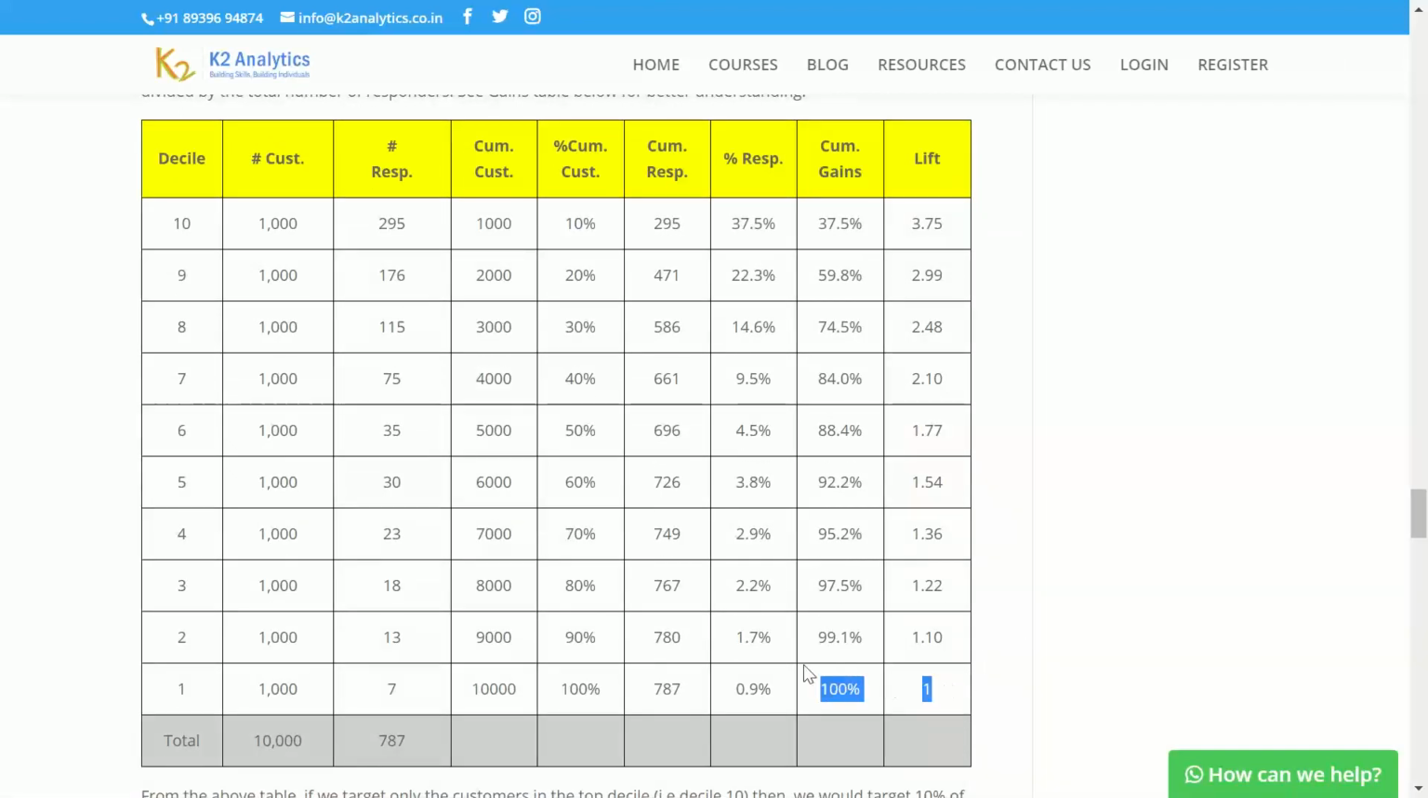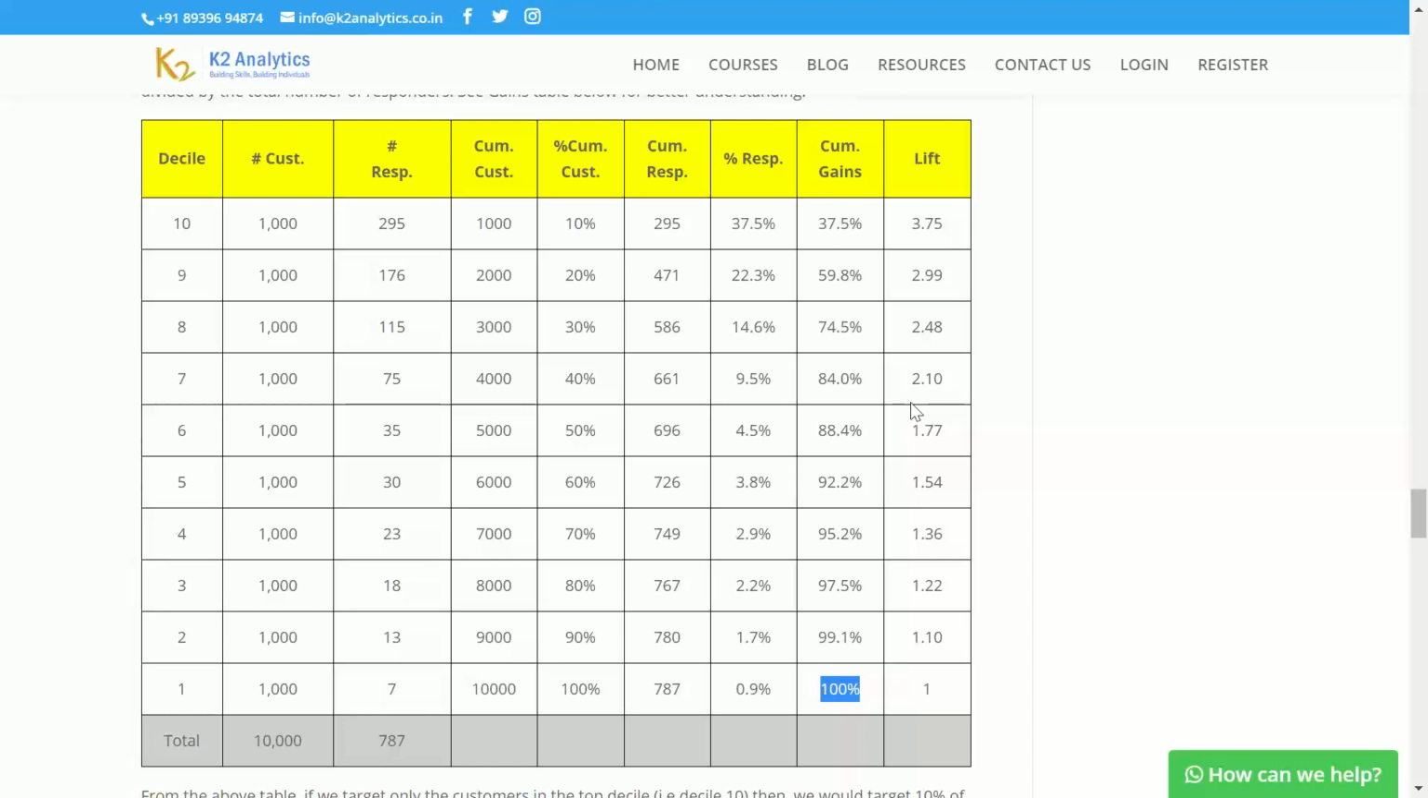As you prepare this gains table, you would have noted that if you target all the customers right from decile 10 to 1, you will have a lift of 1. The reason is you have targeted all the deciles. Cumulatively, you have targeted 100 percent of the population and you have got 100 percent of the response. So lift is 100 percent divided by 100 percent, equal to 1.